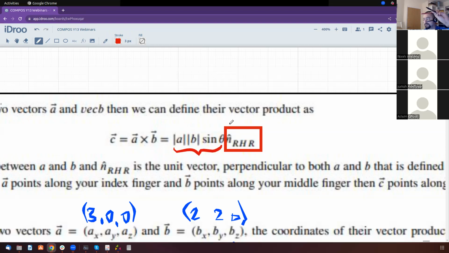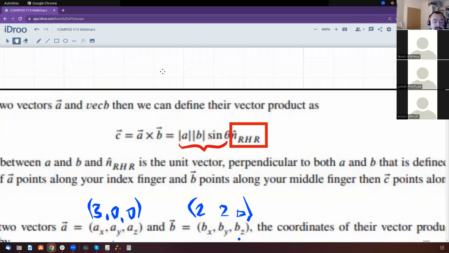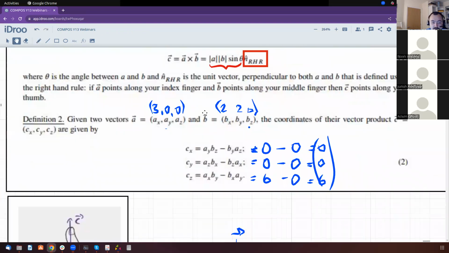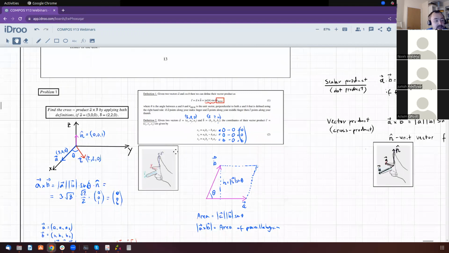If you have vectors like this, the third vector is going to be like this. Always, it's a normal vector. That's why we denote it as n. The denotation is n, because it's normal to the plane containing the two original vectors.